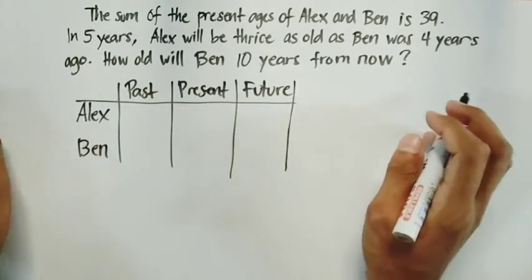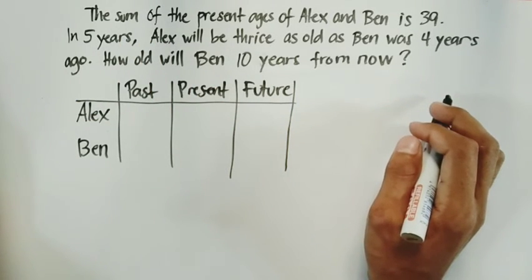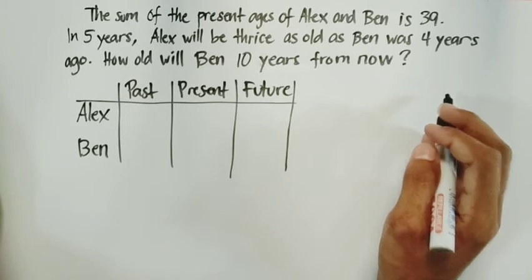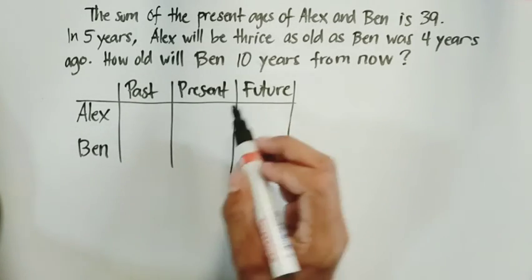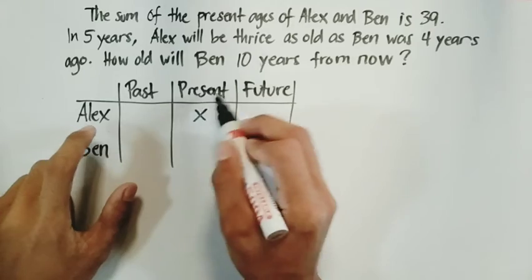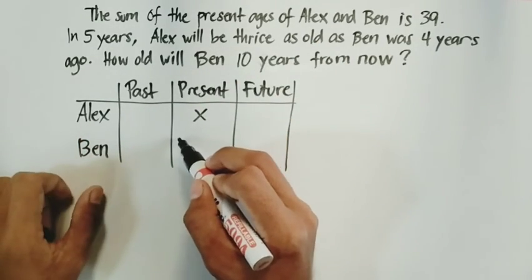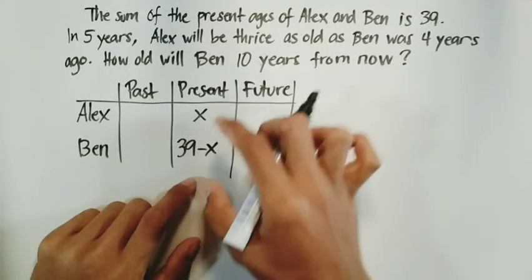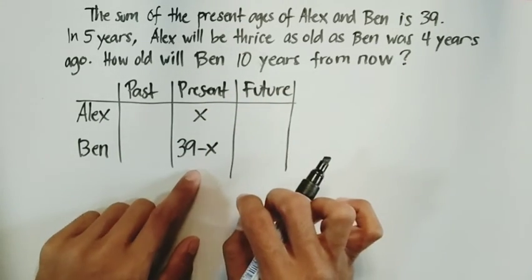Kunwari, ito. Dito na tayo sa sentence. The sum of the present ages of Alex and Ben is 39. So, since wala namang given kung anong age ng isa sa kanila, we will let X be the age of Alex in the present. Dito tayo sa present kasi present ages. So, the age of Ben is 39 minus X. Bakit? Kasi nga, yung sum daw nila is 39. So, pag inadd mo yung dalawa, 39 ang sagot.